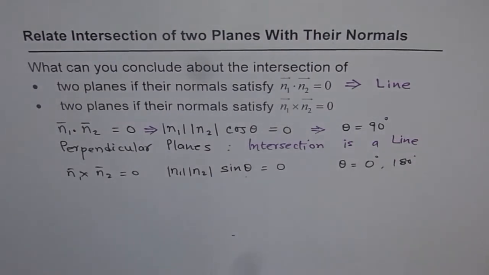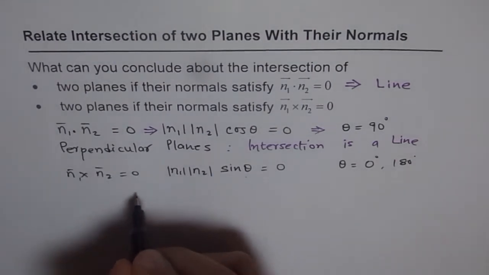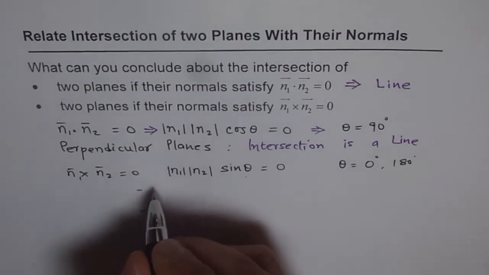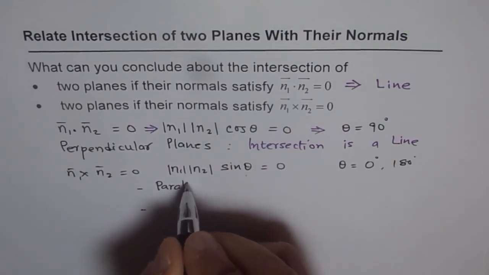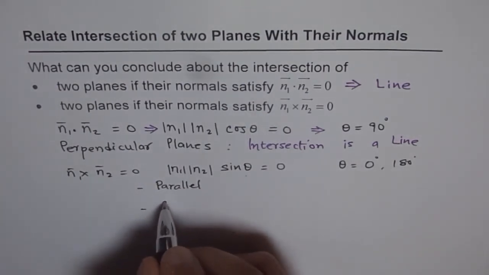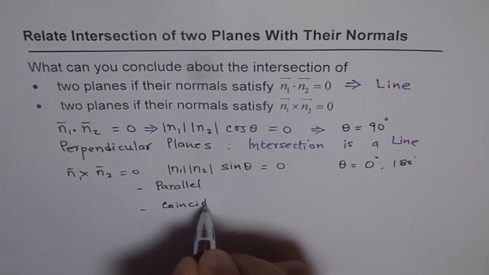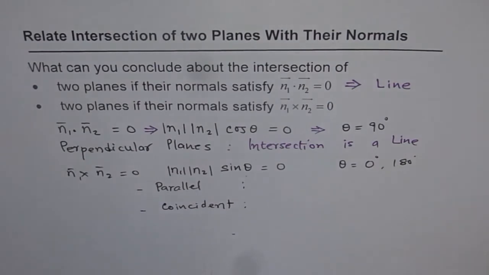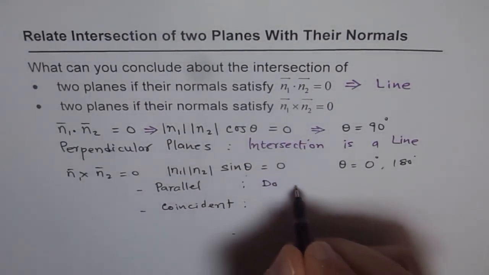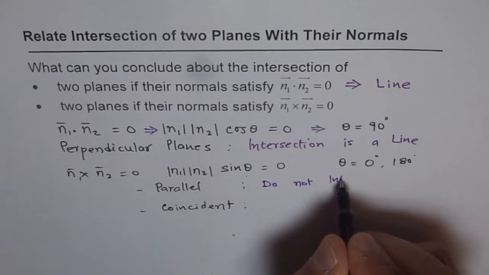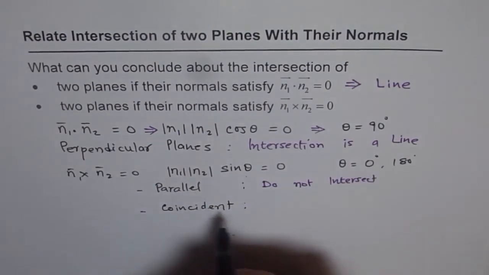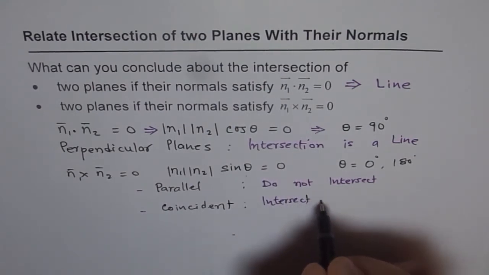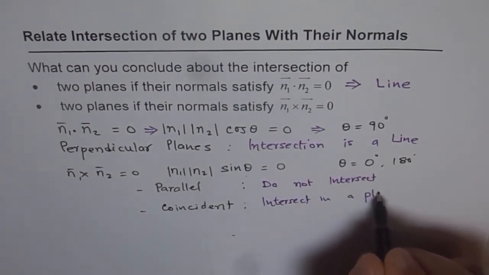So in this case, we have two conditions. The planes could be parallel, or the planes could be coincident. In case they are parallel, they do not intersect, correct? And if they are coincident, they intersect in a plane, right? So they intersect in a plane.